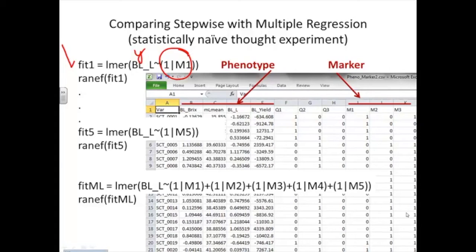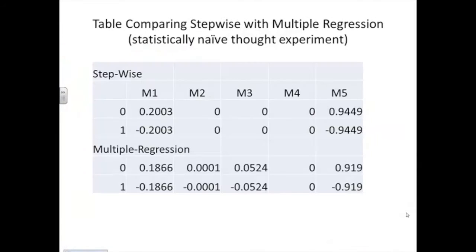So if we have a situation where we have 5 markers, we can walk through a series of 5 individual random effects models in order to estimate the effect of each marker. Or alternatively, we could write a single model that incorporates each of those markers. Okay? So let's look at this with respect to a specific data set.